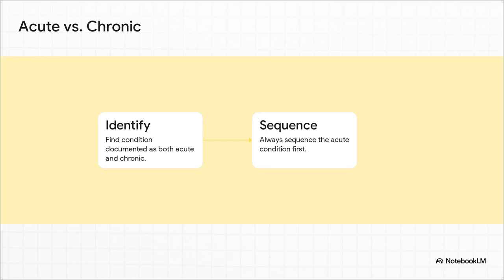Acute versus chronic conditions. When a patient presents with a condition documented as both acute and chronic, and there are separate ICD-10 codes for each at the same exact indentation level, the rule is strict. You have to sequence the acute condition first. For example, if your patient is admitted with acute on chronic renal failure, you assign code N17.9 for the acute kidney injury first, followed by the specific N18 code for the stage of their chronic kidney disease. The acute flare-up is what drove the admission, so it claims that top spot.